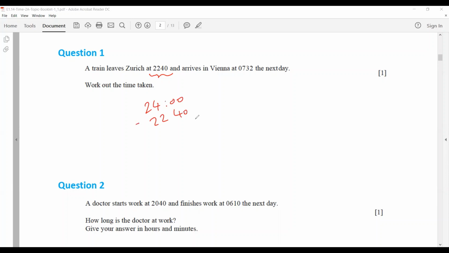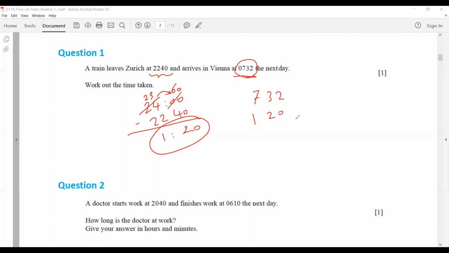minus 22:40, and that would give us, you can actually reduce this to 23, and you lend 1 hour to this guy here, but you know 1 hour is 60 minutes. This becomes 60, and if you do the subtraction, you get 1 hour 20 minutes, right? As simple as that. And then you add it with this time, because this is in the morning, right? 7:32 a.m. So it's past the midnight already. So all I have to do is to add these two numbers, and that would be the answer.